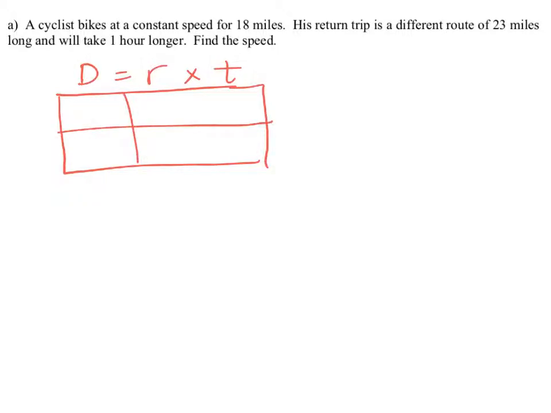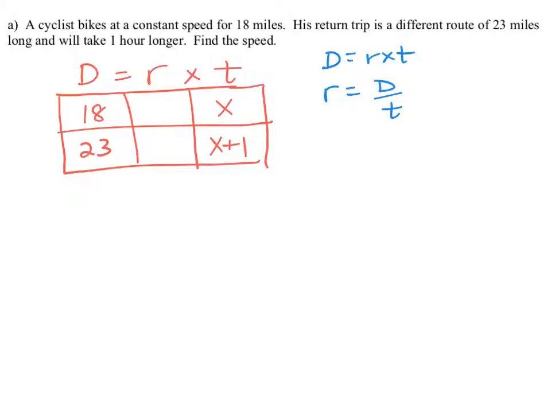So the distance he goes to begin with is 18 miles, and his return trip is 23 miles. Now we don't know what the rate is, but we know that it takes 1 hour longer for the return trip. So we can use a variable x to represent the time, and then x plus 1 to represent the return time. So if we know that distance is equal to rate times time, then rate is equal to the distance divided by the time.